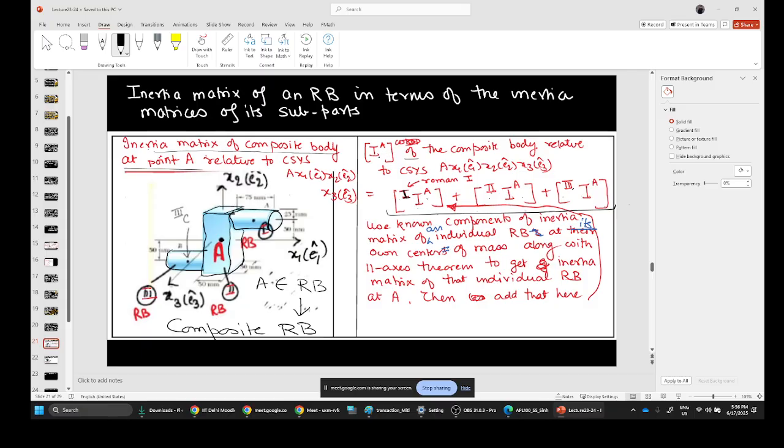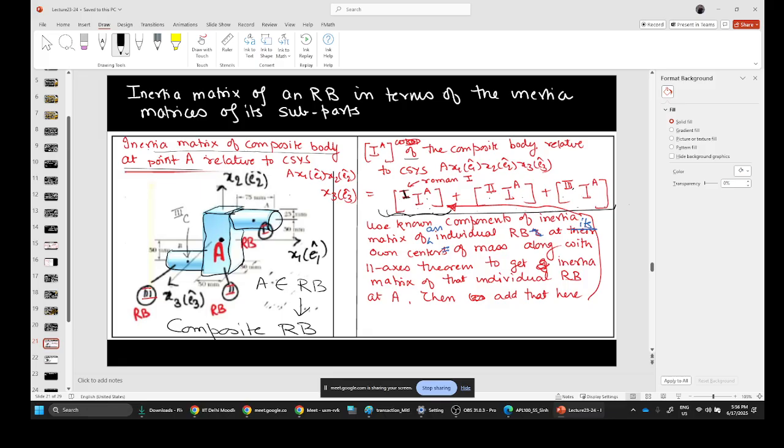This can also be proved easily. Not showing you the proof, but by going back to the definition of various components of inertia matrix, you can show that this IA can be computed in 3 parts. Now, once you have written this expression as 3 parts, then you go to the individual parts.